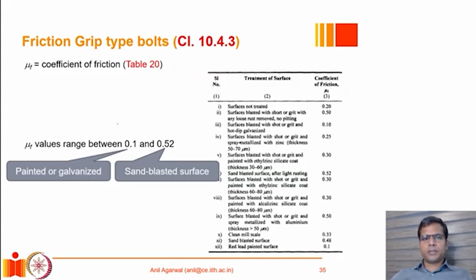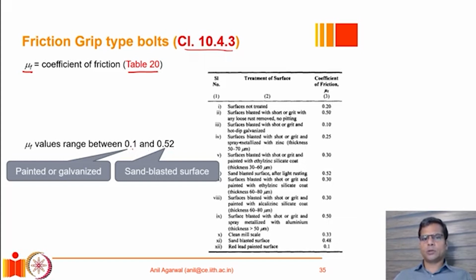The friction coefficient that we just saw, we can get the values of friction coefficient from table 20. This is again clause 10.4.3 of IS 800. The values of friction coefficient between the two steel plates can vary between 0.1 and 0.52. So this is a wide range, and of course it depends on the surface treatment that is provided between the two plates.